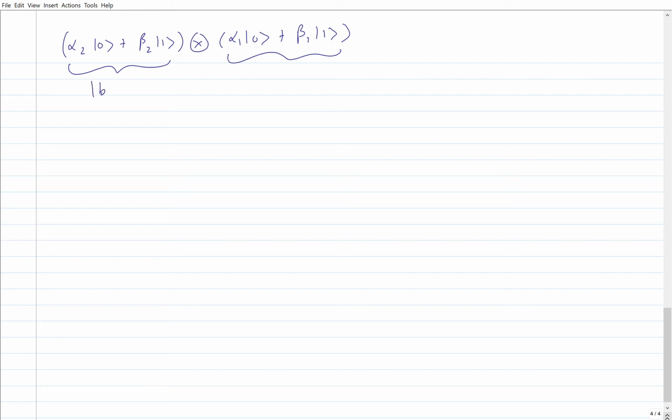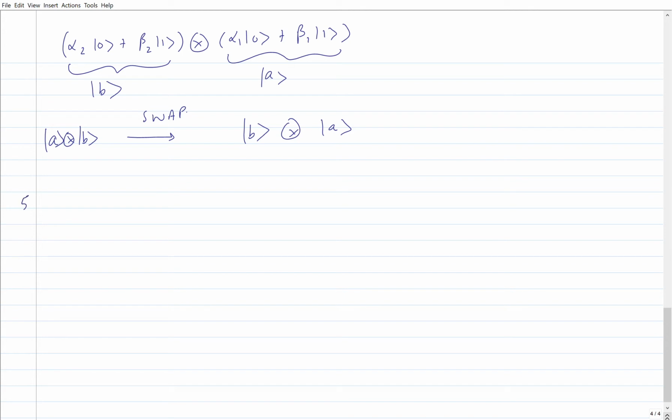So in other words, I see this was my qubit B and this is my qubit A. So A tensored B goes to B tensored A. So I have used the swap operator.